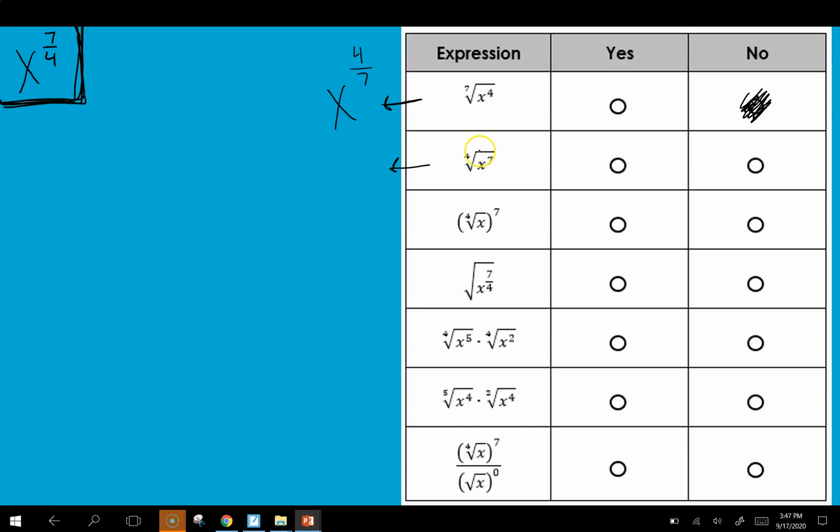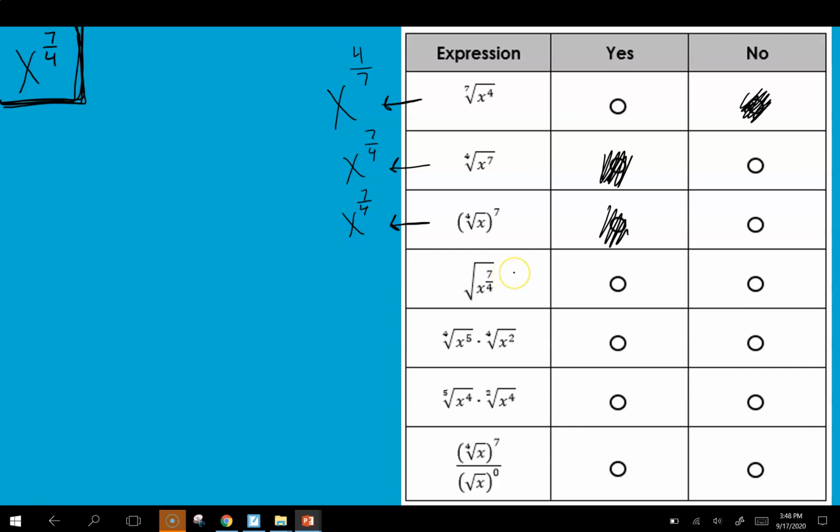All right, let's try this one. Let's see if switching them helps. X is my base. Now my power is a 7, and my root is a 4. Hey, that matches. That's what I want. That is equal to the same thing. The third one looks just like the second one, but there's parentheses and a power on the outside. We talked about how that doesn't change anything. 7 is still my power, 4 is still my root, so that is still what I want.